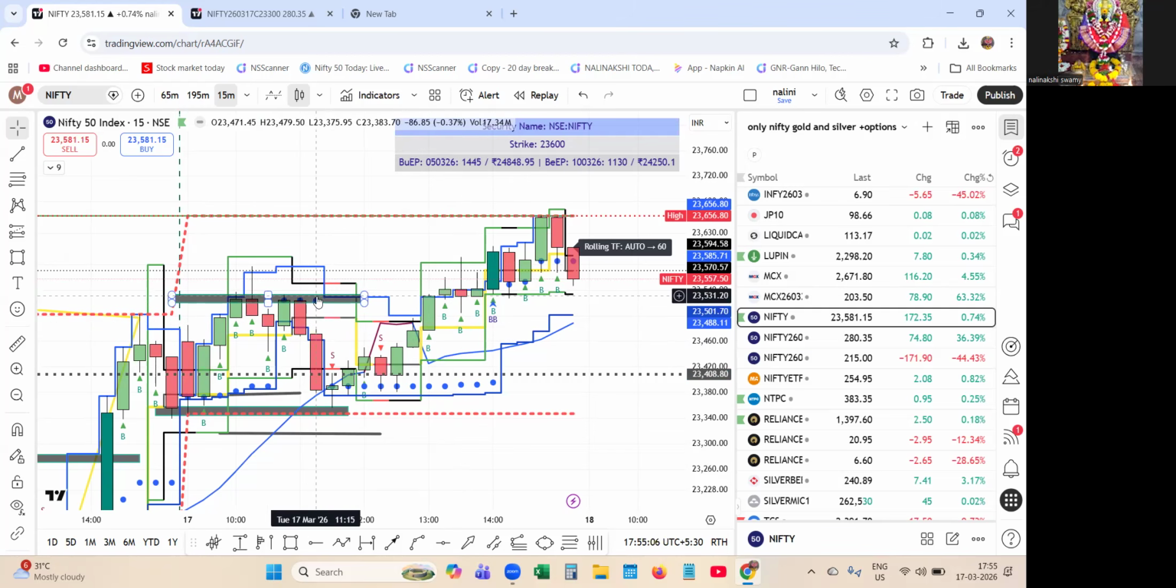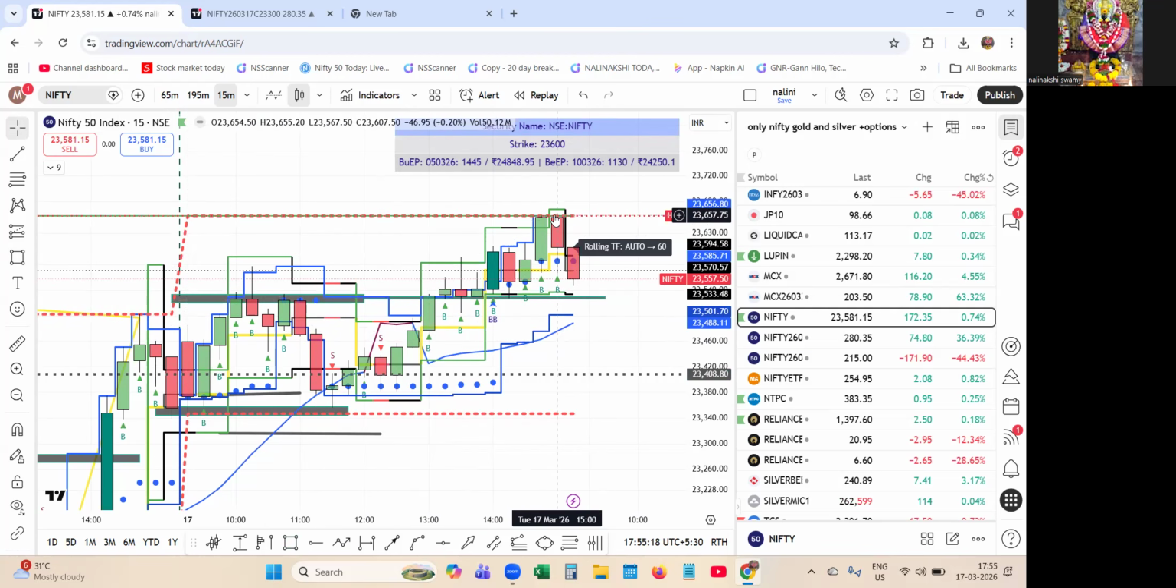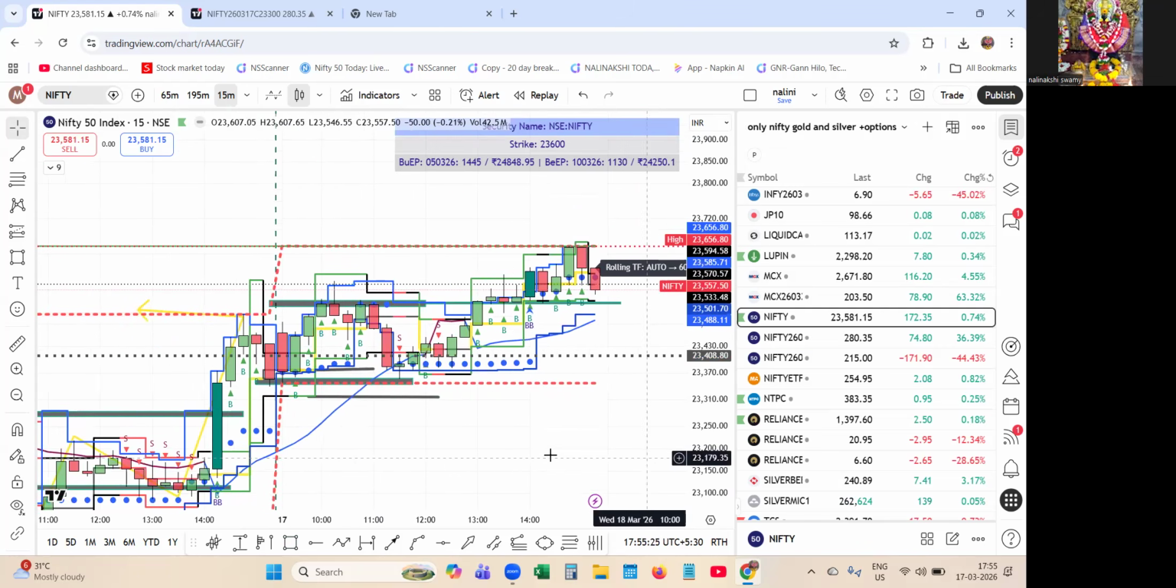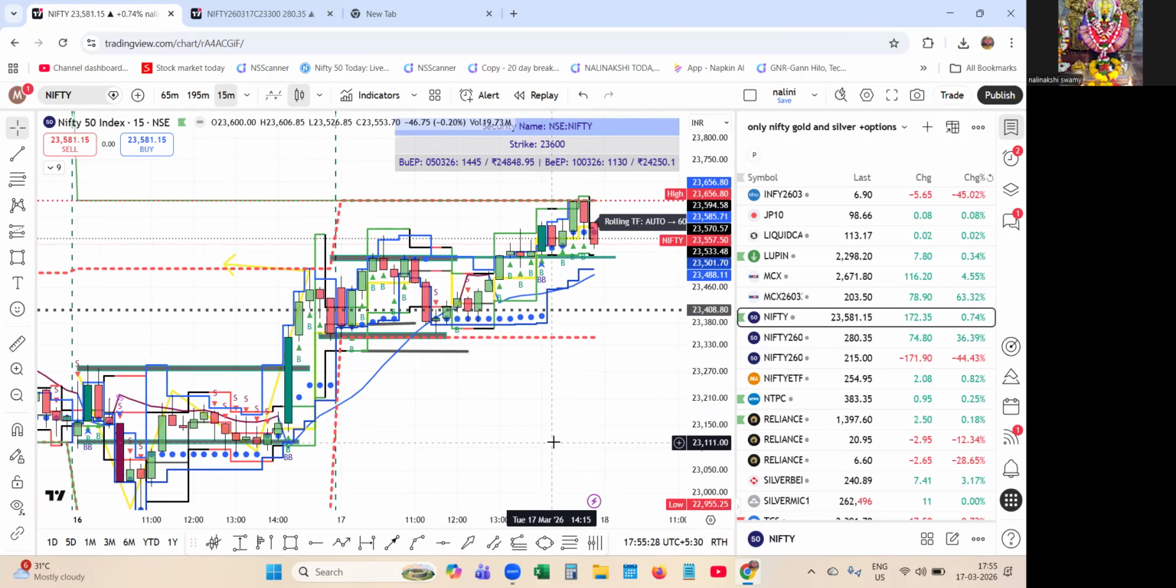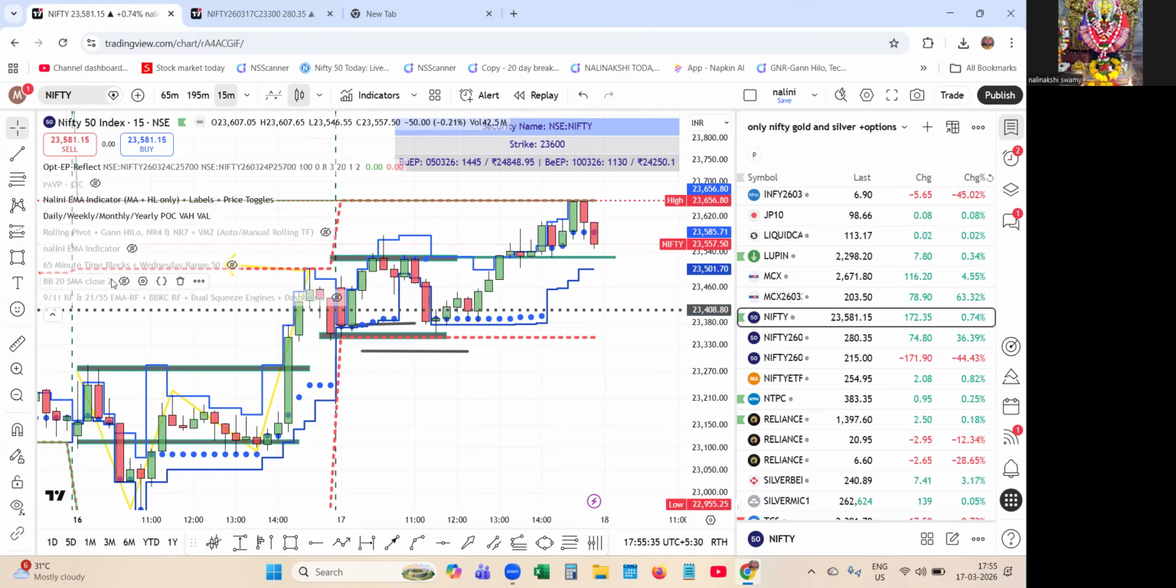The market breached the current day high, that is 23,522. And the market traveled up to 23,657. Apart from that, the next step, what I do to take care on an intraday basis, now I will hide the rolling pivot and I'll show you my 65-minute market logic.